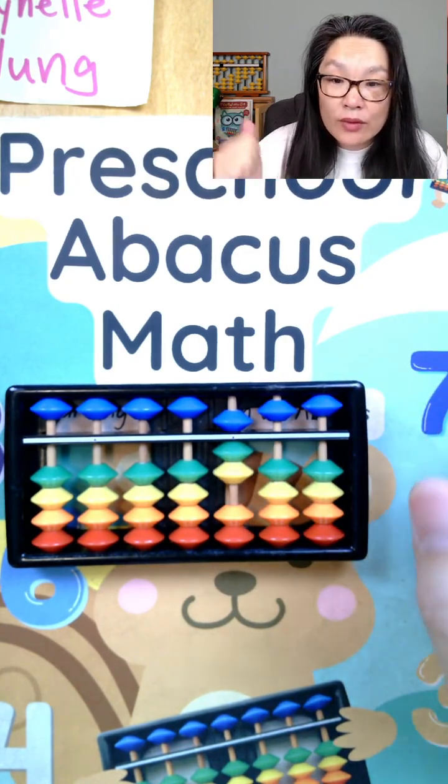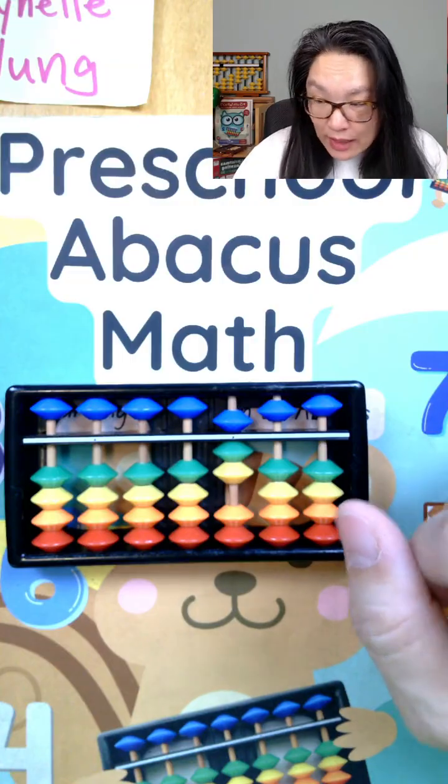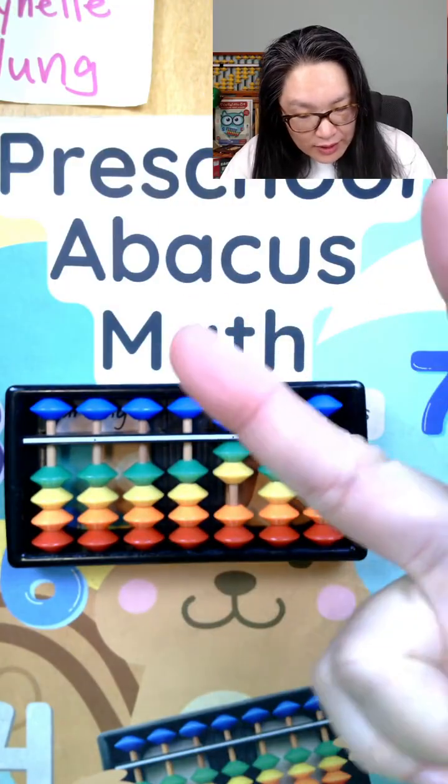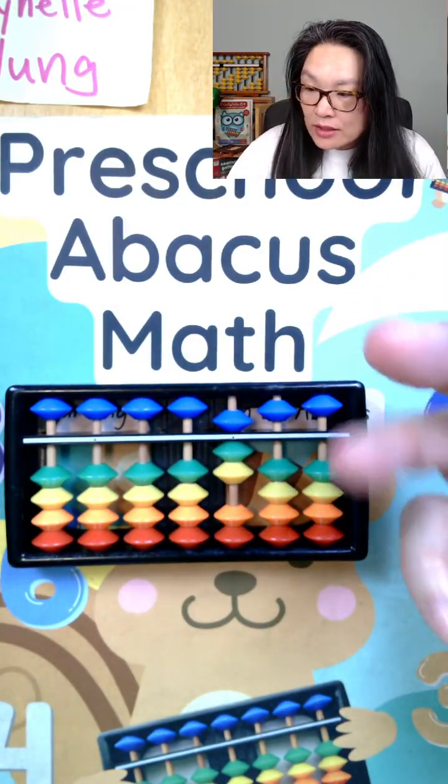Hi, good morning, everybody. We're just reading the abacus. When we learn how to read the abacus, we can actually do addition, subtraction, multiplication, and division on the abacus.